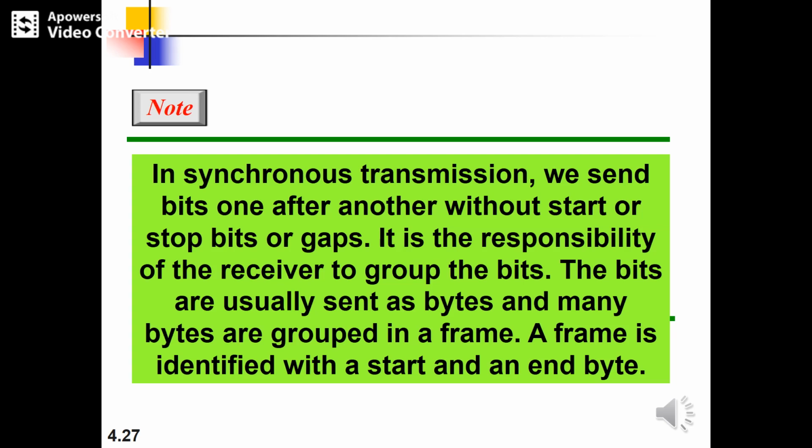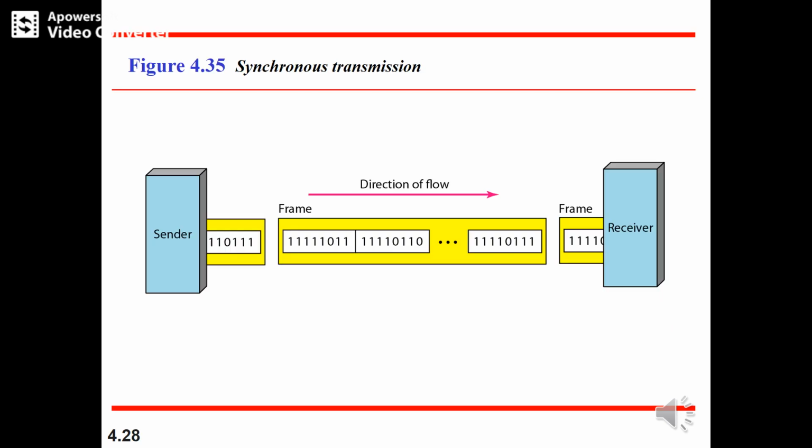But in the case of synchronous transmission, we group the information into frames, and identifying which message or information belongs to which particular data is left to the receiver. For the frame, in order to identify it, we add start and end bytes. So this is the direction of the data flow, and this is the single frame, so we can add start and stop bits at the frame level.